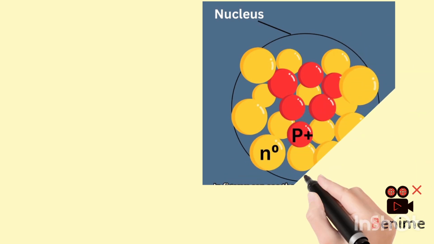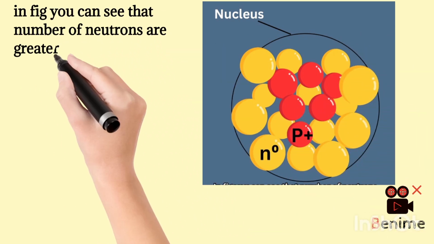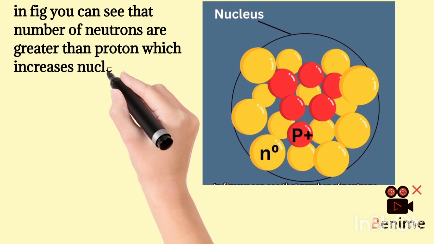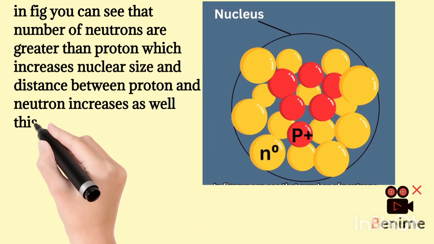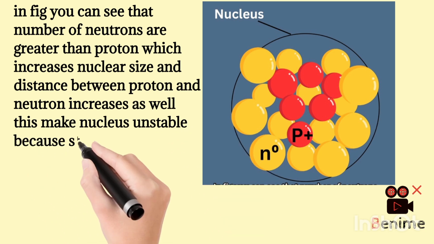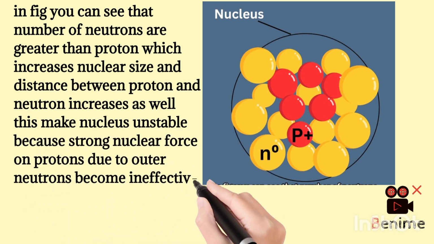Now we understand the reason behind the instability of an isotope with a high proton to neutron ratio by visualizing it in the nuclear model in the figure, where you can see that the number of neutrons is greater, which increases the size of the nucleus, and the distance between protons and neutrons is higher, which makes the nuclear force ineffective.